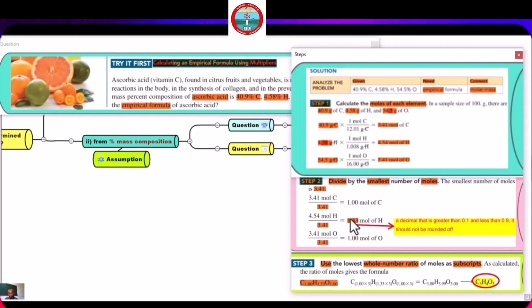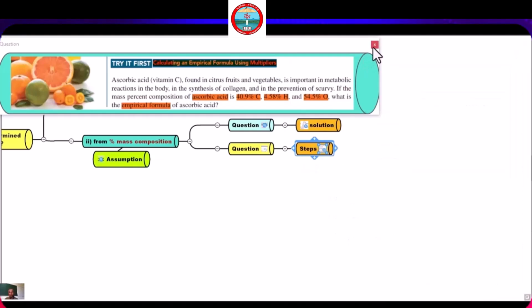So change this into whole number. You can round a decimal that is less than 0.1 or greater than 0.9, but otherwise it should not be rounded off, rather use a multiplier. Multiply this obtained mole ratio by 3 in order to change into whole number, and it becomes this one, and you can round off 3.99, and the answer will be C3H4NO3.